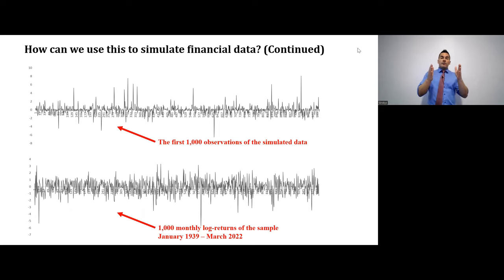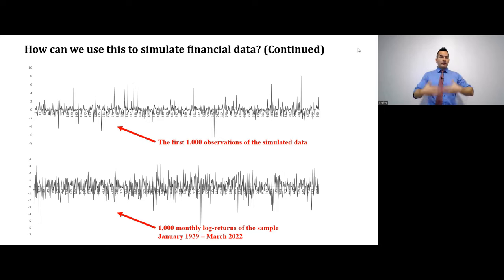Here in the upper graph I just take the first 1,000 observations of the simulated data and plot them. And in the lower part of the graph, I have 1,000 monthly log returns of the Dow Jones 30 index for the sample from January 1939 until March 2022. And we see here some similarities, and we see outliers, discontinuities, and extreme events, which are basically just synonyms for the same phenomenon. Yeah? So large standard deviations from the mean.